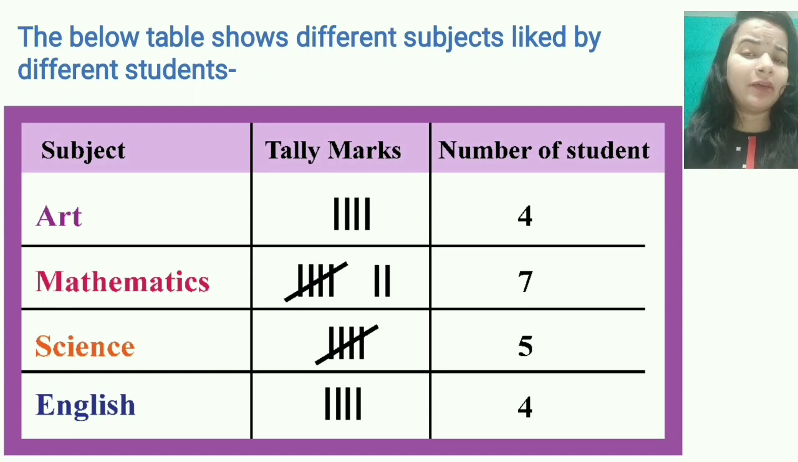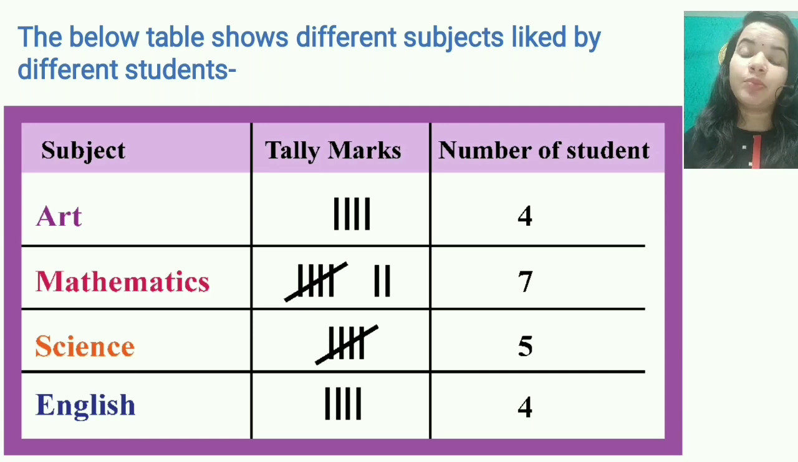It will be simply 4 standing lines. Mathematics is liked by 7 students. So what you have to do, you have to write 5 as the tally marks and then 2 more standing lines. Science is liked by 5 students. So for that you have 4 standing lines and 1 slant line for 5, right? And English is liked by 4 students. So for that the tally marks will be 4 simple standing lines.